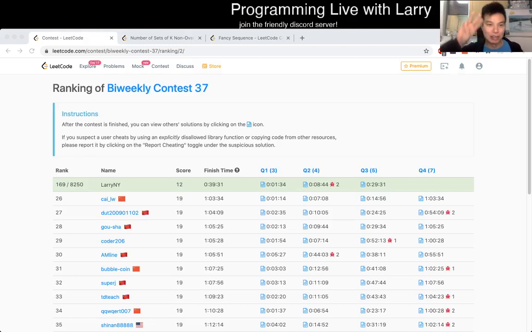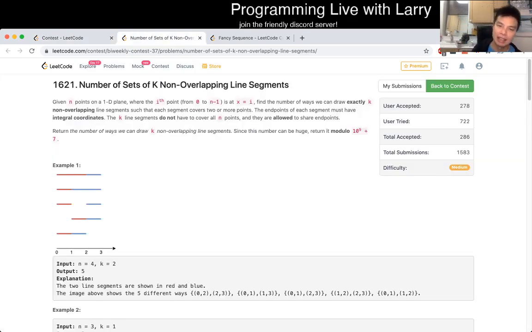This is me going over Q3 of the bi-weekly contest 37, number of sets of K non-overlapping line segments. So this one, there's a couple of different solutions. There's a couple of dynamic programming solutions with a combinatorial solution as well. I'm gonna go over the dynamic programming one and how I make the progression to solve the problem, because there's a more straightforward way, but that was too long, as we'll see.